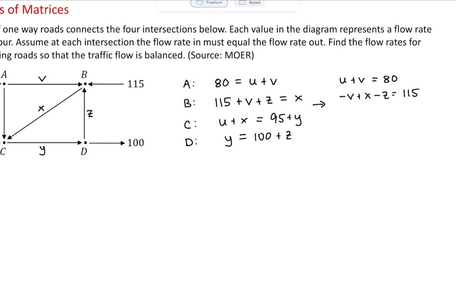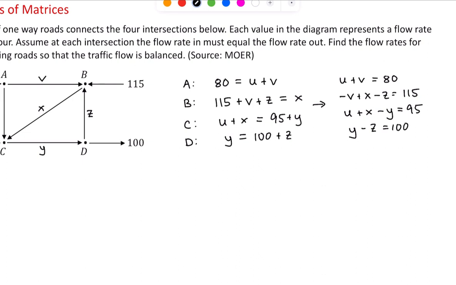The next equation, this time I'm going to leave the variables on this side. I'll move this y over and set everything equal to this 95. We have one u, we have no v's. We do have a positive x. We would subtract the y, and this would have to equal 95. And similarly for this last equation, I'm going to put the variables to the left side. So this z I'm going to subtract over and leave the 100 on the right. So we would have no u's, no v's, no x's, but there would be a y, and then minus a z, and is equal to 100.